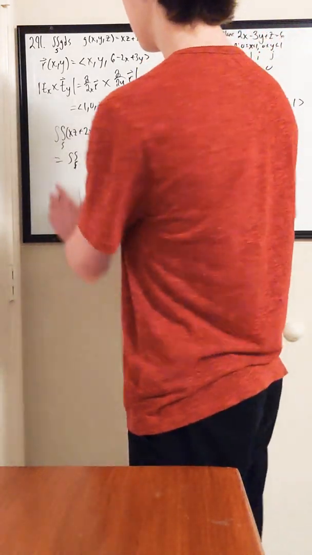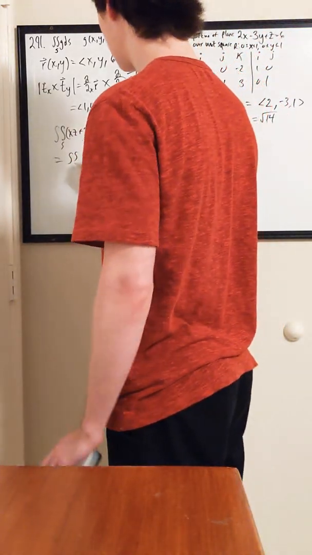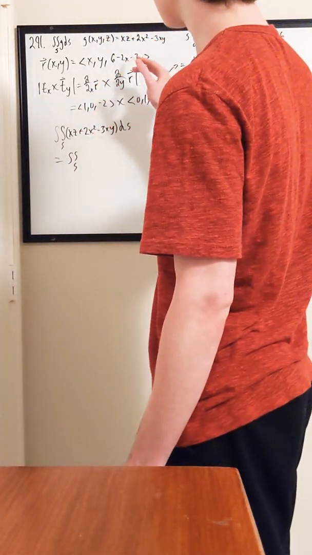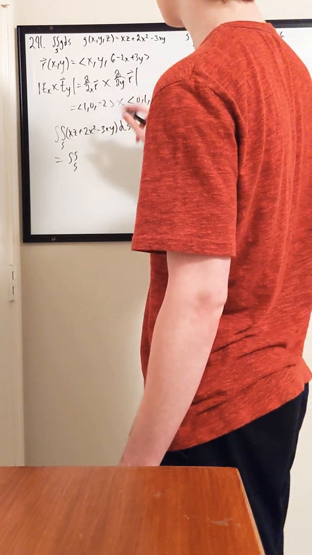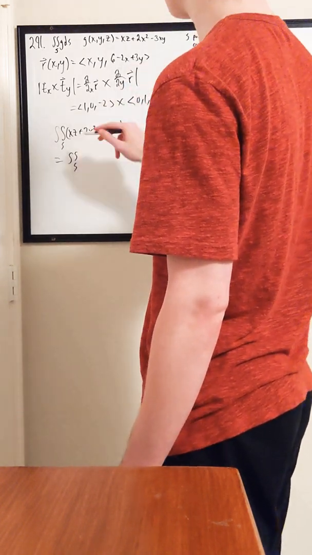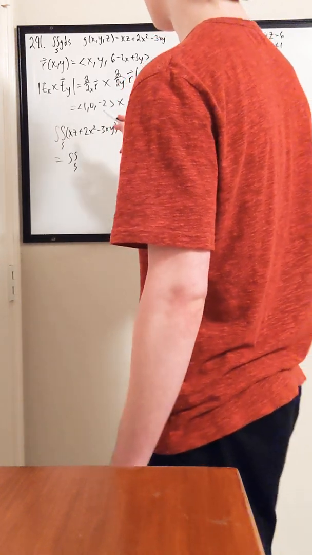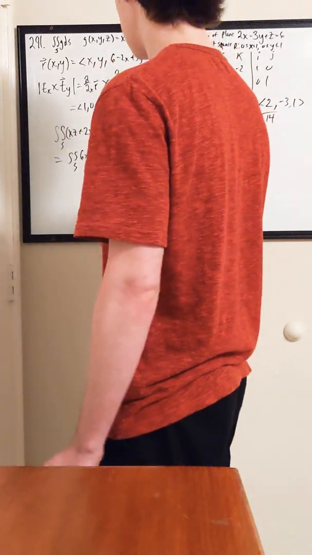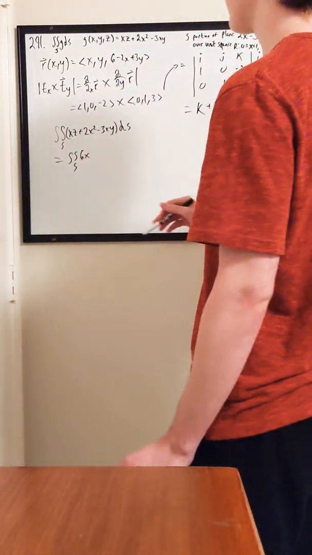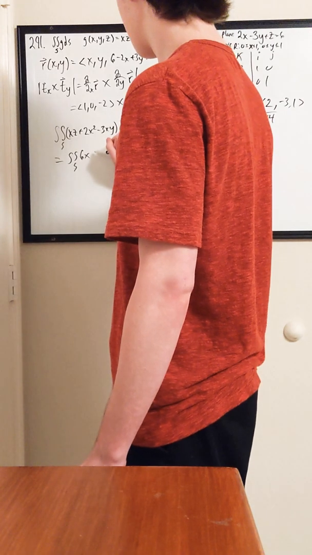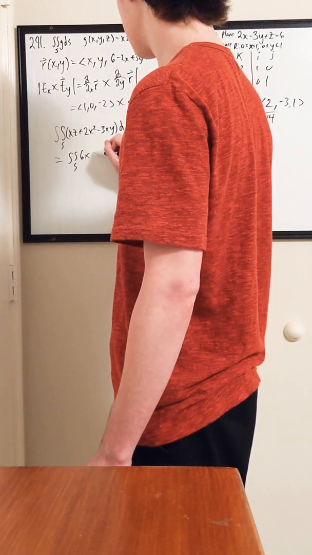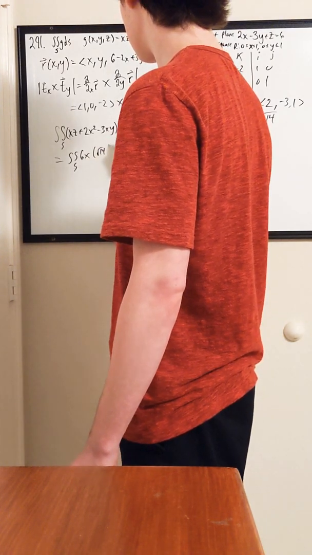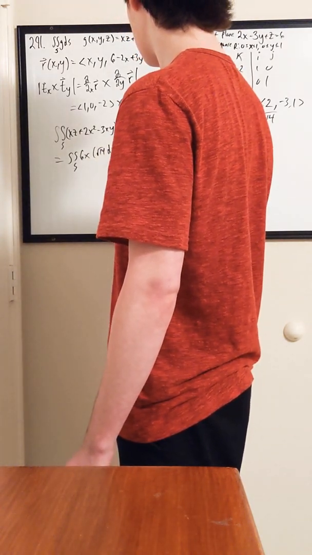If you did that, you would get 6x minus 2x squared plus 3xy. So this and this would cancel out, and you'd be left with just 6x. And then you have ds equals the square root of 14 dx dy, so it would be times the square root of 14 dx dy.